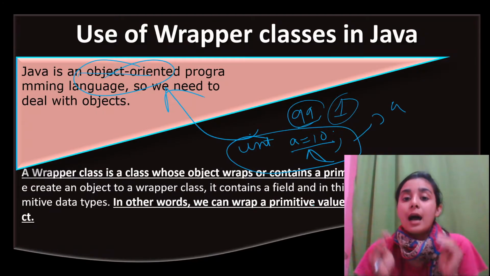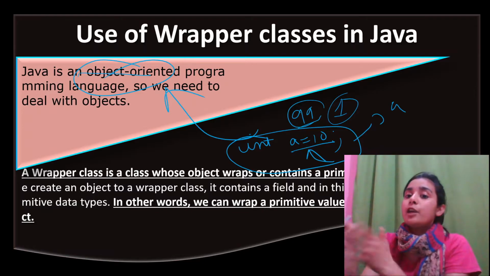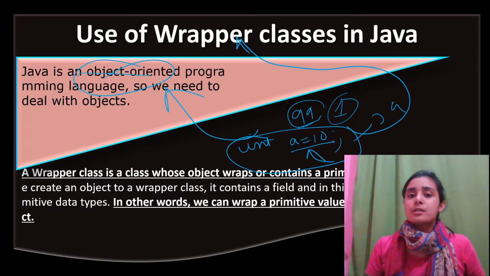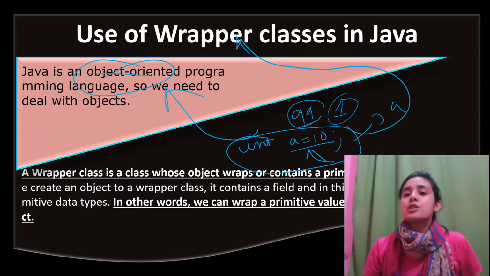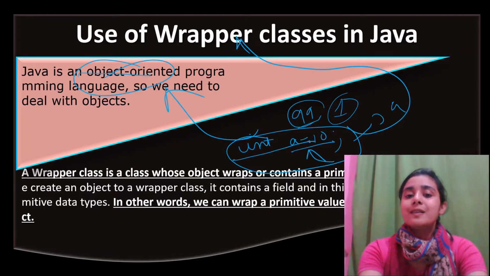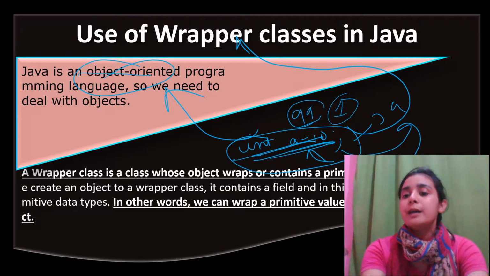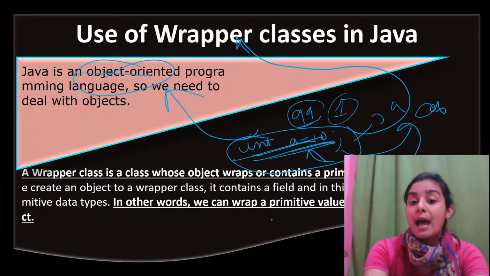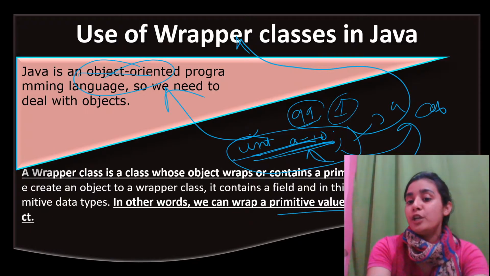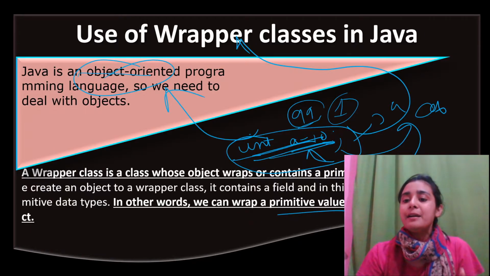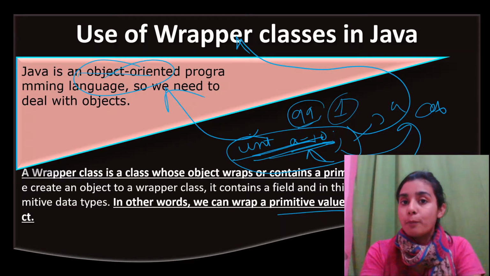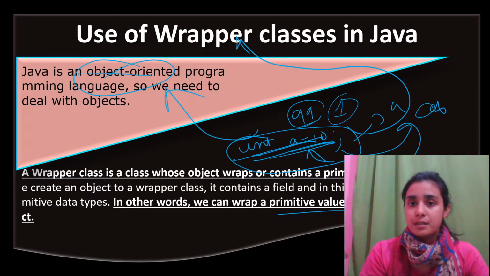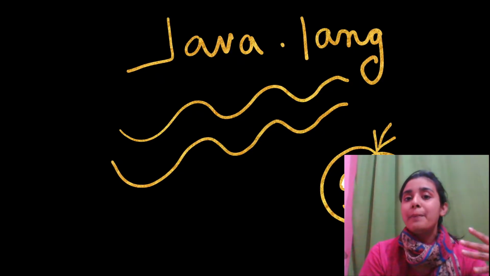So if I want to convert this primitive into the object form, for that I need a wrapper class. This wrapper class will help us convert this integer, this primitive, into an object. In simple language, I can say that we can wrap a primitive value into a wrapper class object. Okay, so this is why we are using the wrapper class. I hope you understood the basic concept.